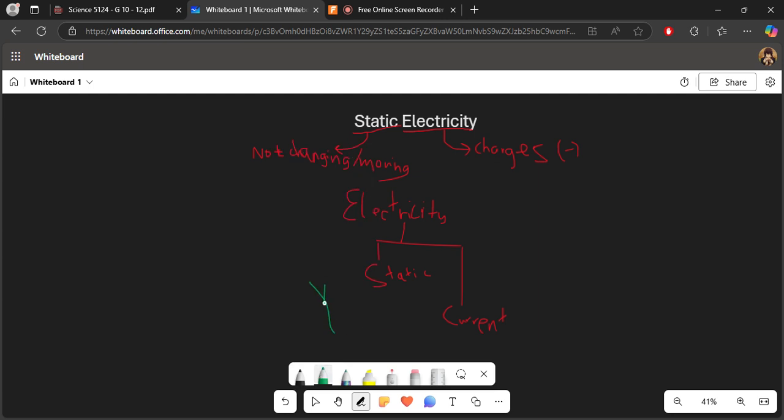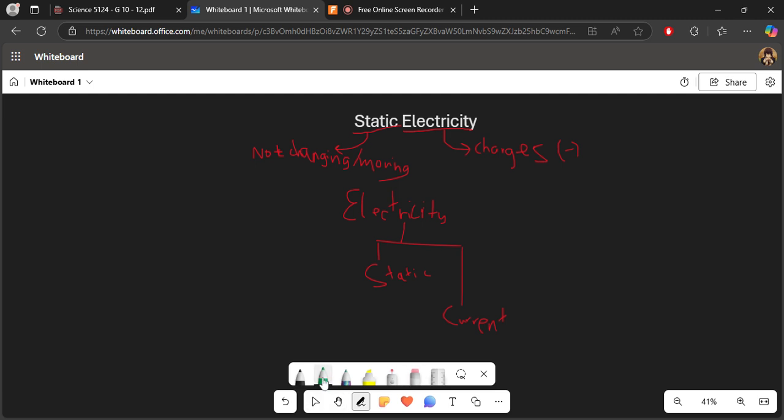We have two objects rubbing against each other. You know what happens when you're taking off your jersey in a dark room and you see sparks? You can actually hear them sometimes. Actually, most of the time you hear them. Then, if you're careful enough, you can see them. So, say you're trying to take off your jersey.